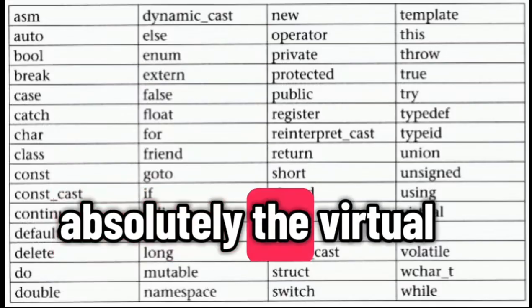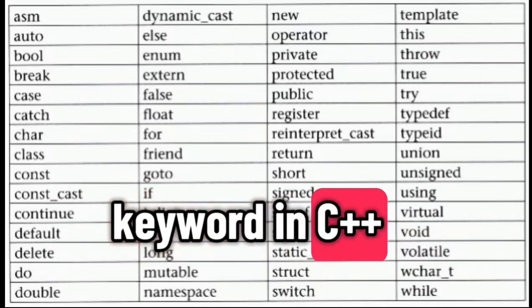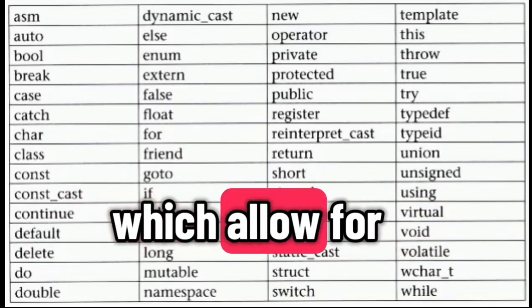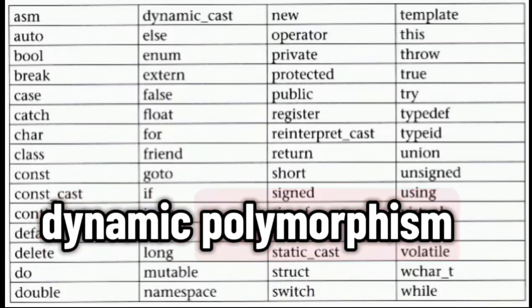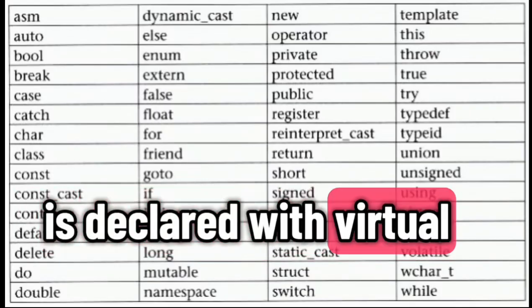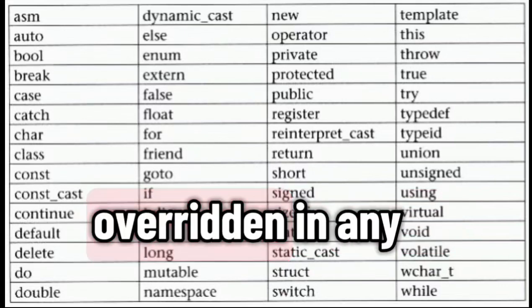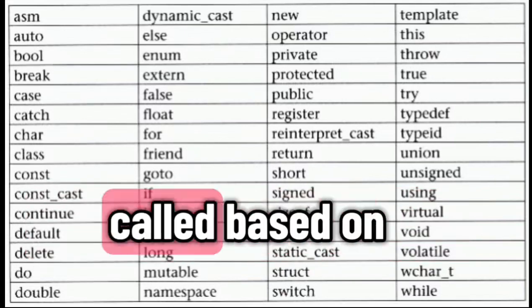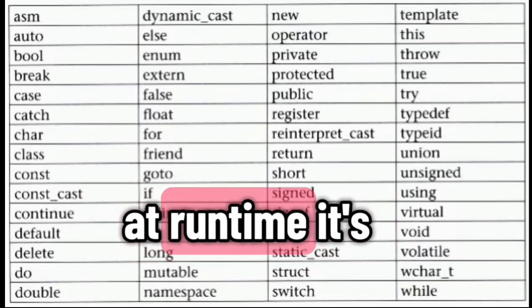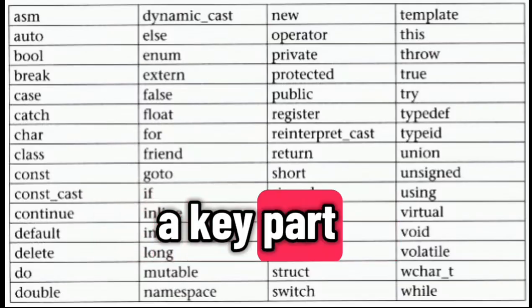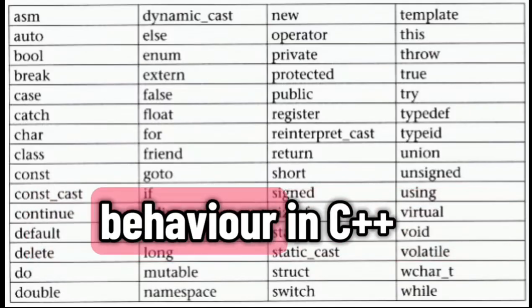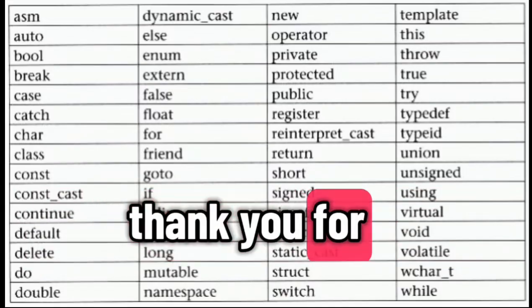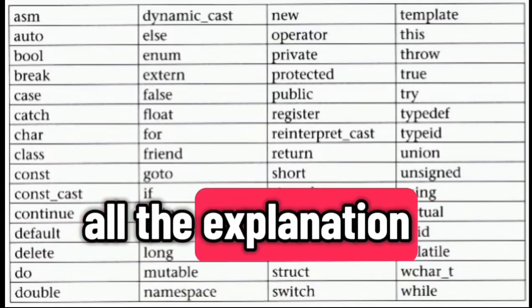Absolutely. The virtual keyword in C++ is used for creating virtual functions, which allow for dynamic polymorphism. When a function is declared with virtual, it can be overridden in any derived class, allowing the appropriate function to be called based on the object's type at runtime. It's a key part of implementing polymorphic behavior in C++. Okay, that's right. Thank you for all the explanation.